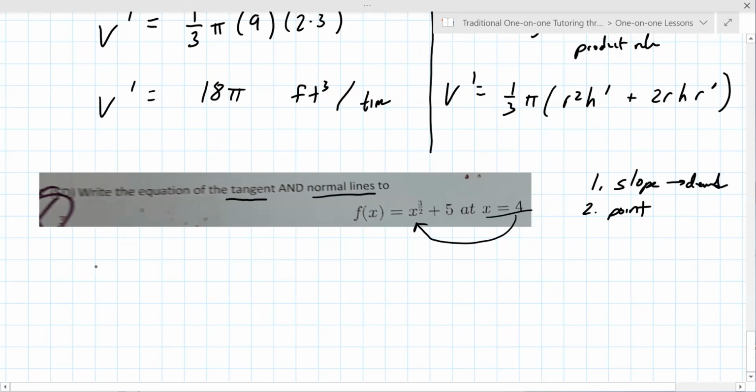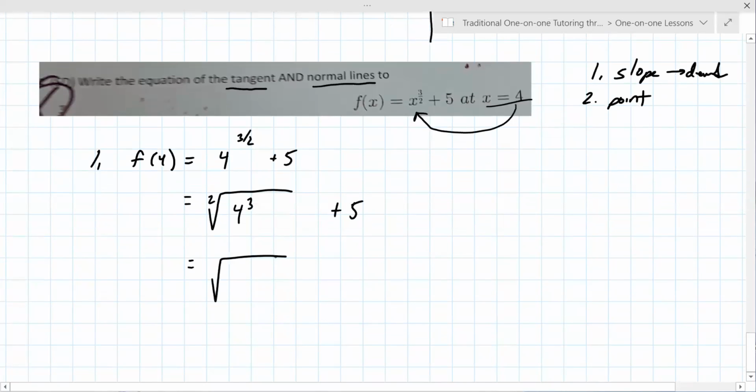So for me, the first step here would be to find f of 4, which is 4 to the 3/2 power plus 5. The 3/2 power means it's the square root, that's the 2, of 4 to the power of 3. This is just a reminder. So this is the square root of 64, which is 8, plus 5, which is 13. So you have your ordered pair: when x is 4, y is 13. And I can see in your notes you've got that.